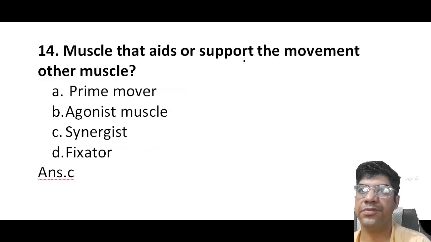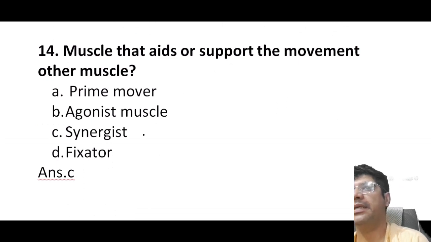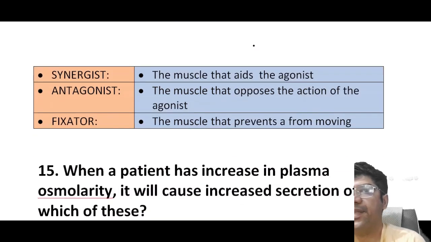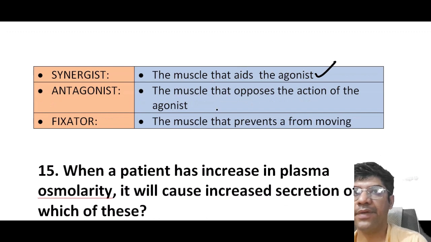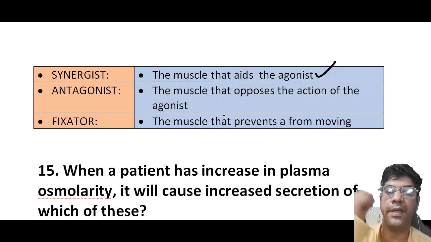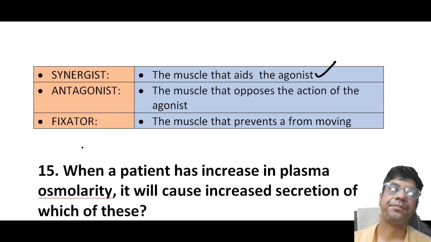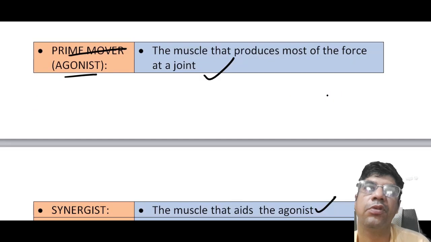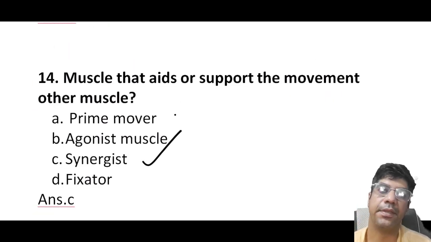Now the muscle that aids or supports the movement of another muscle is synergistic. Remember that the prime mover or agonist is the muscle that produces most of the force at a joint, whereas the synergist is the muscle that aids the agonist, the muscle that opposes the action of the agonist is the antagonist, and a fixator is the muscle that prevents movement. So the answer here is C, synergistic.